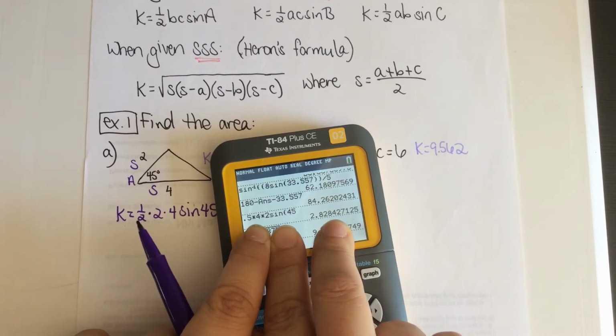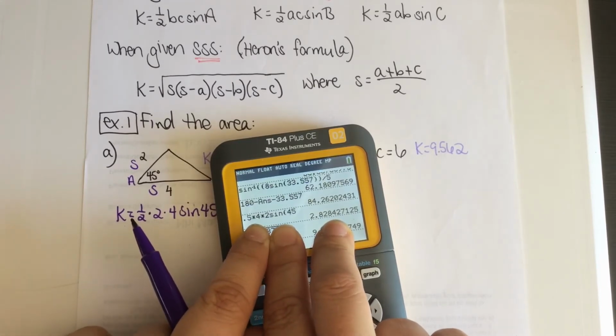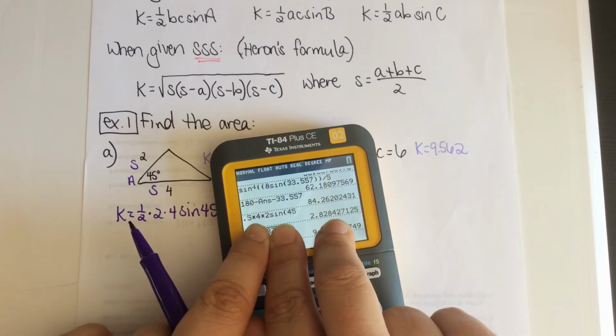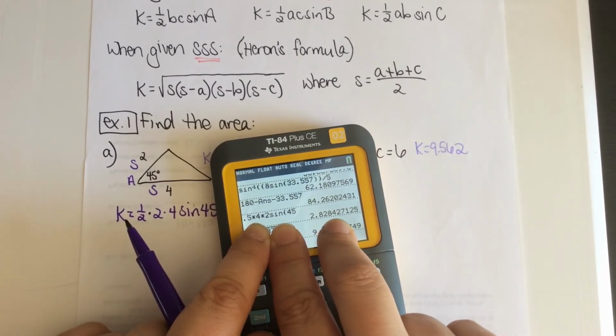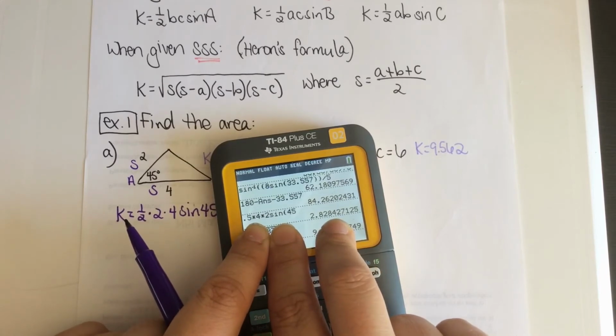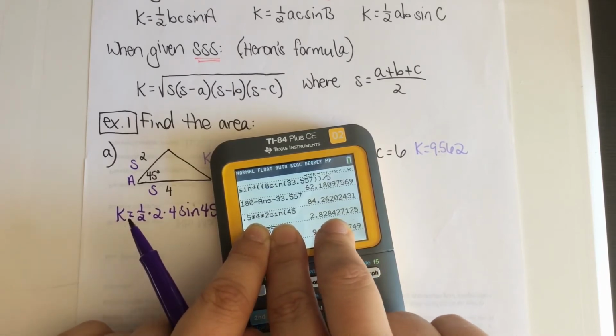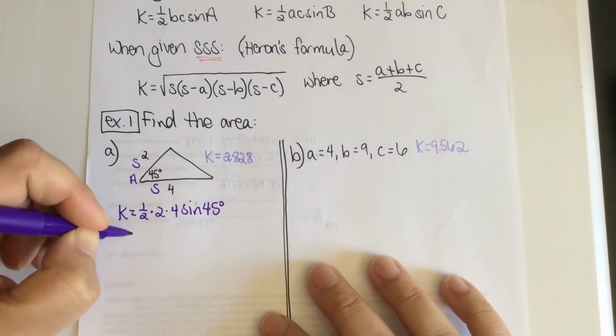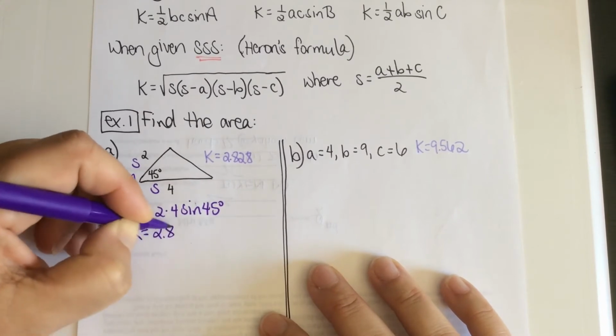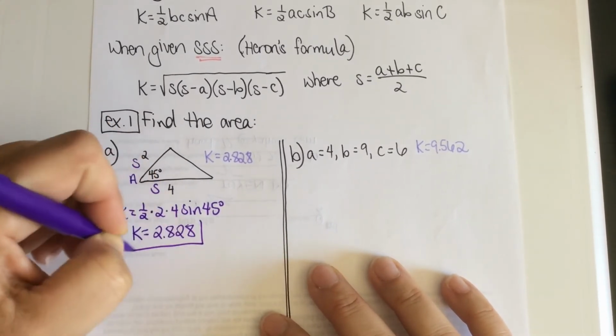Make sure you're rounding to 3 decimal places. I've been mentioning degree mode throughout the chapter, and every single answer I have written has been rounded to 3 decimal places in the chapter. If you don't round to 3 decimal places on the Chapter 8 test, we're going to have a problem. I love you, but we're going to have a problem. So the area is 2.828, and I'm done.